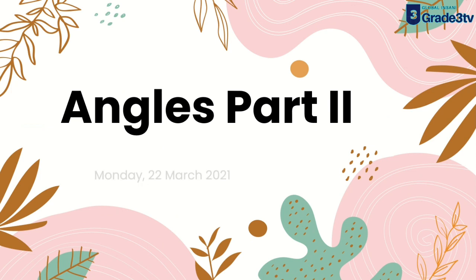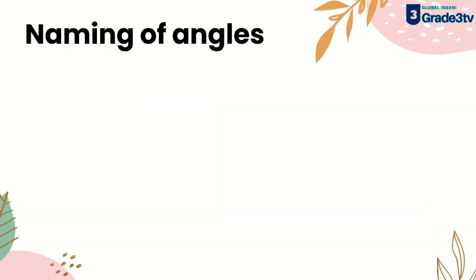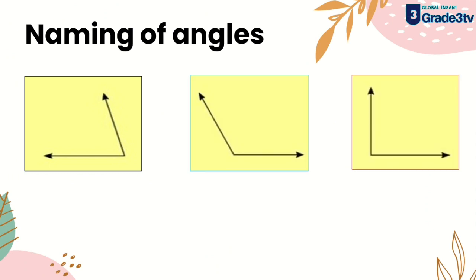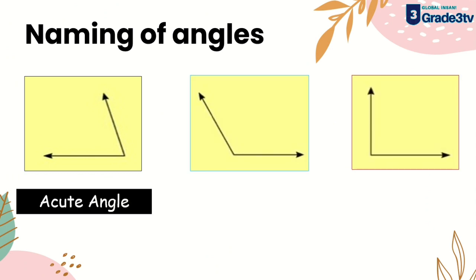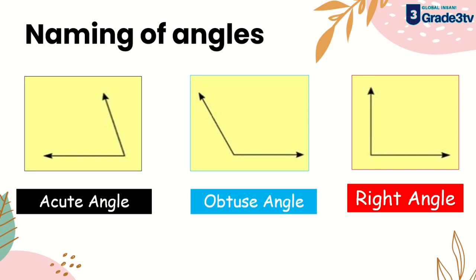Angles part 2. Monday, 22 March 2021. Naming of angles. The first picture is an acute angle. Next picture, obtuse angle. And the last picture is a right angle.